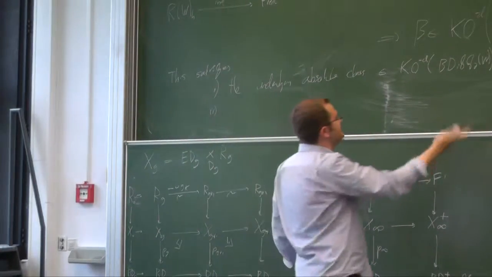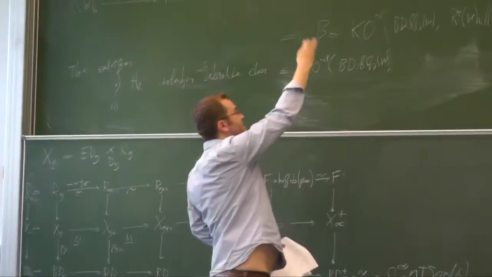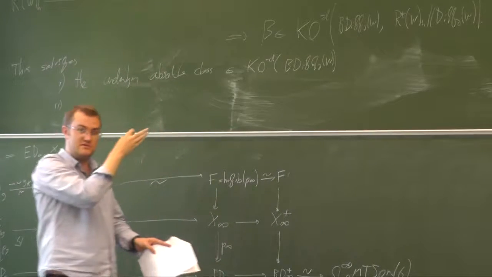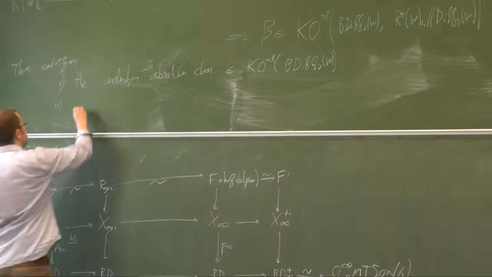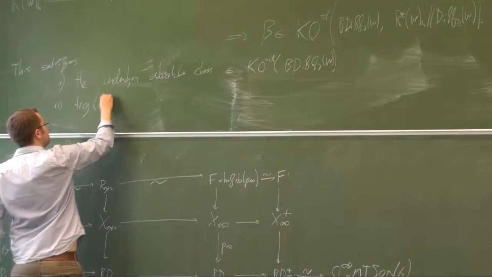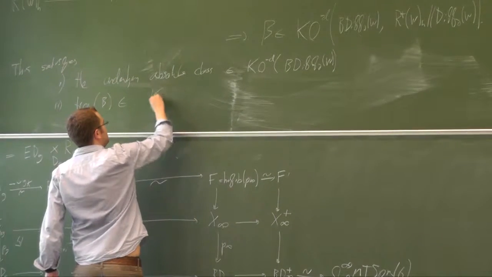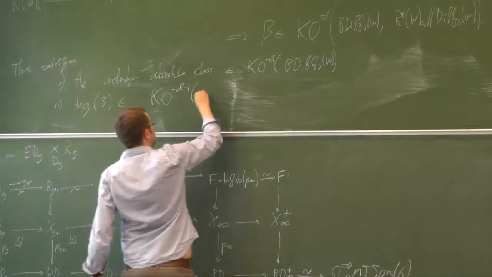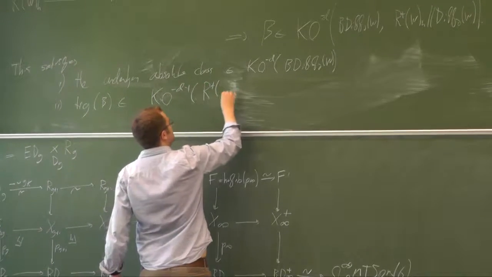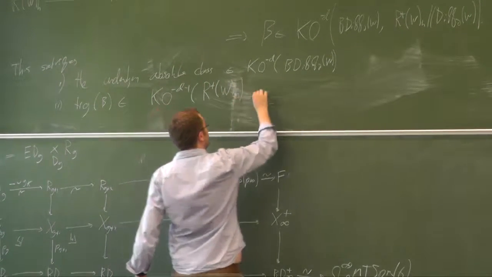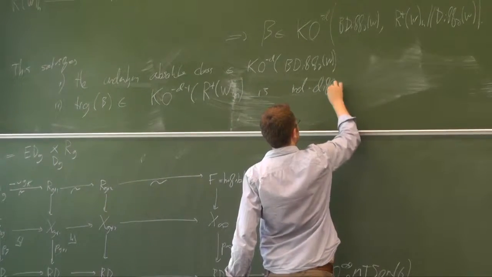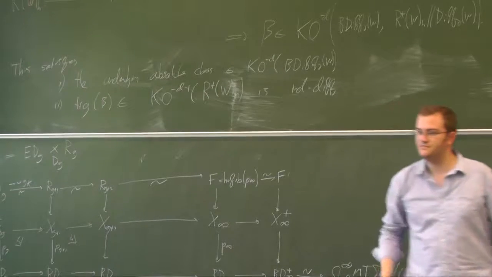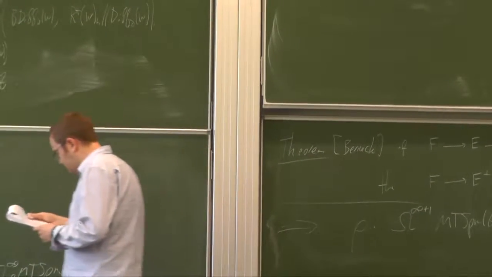And the second thing is that one can transgress this. You know, this is a fibration basically over here with fiber the positive scalar curvature metrics, and you can transgress it to get a class on the fiber. So the transgression of this beta is in KO minus D minus 1 of R plus W, the index difference. So that's somehow the relation between these.